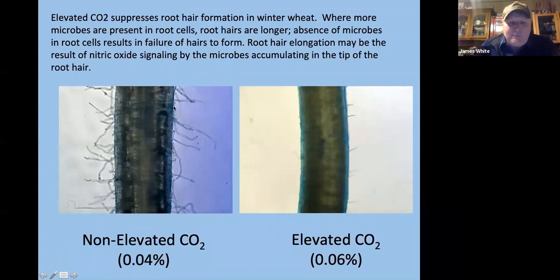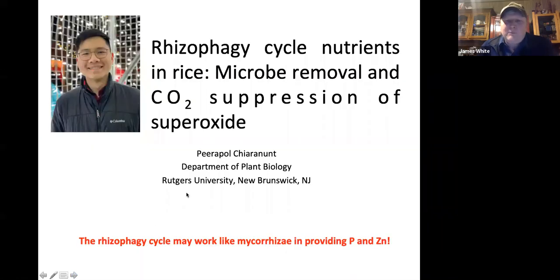Okay, so this is a close-up of a root formed from that experiment. This is the wheat. You can see this is regular air. You can see all the hairs there. This is normal. To the right is an elevated carbon dioxide. And you see no hairs or very scant hairs forming there. It makes a big difference. Without the rhizophagy cycle, you don't get those microbes forming. You don't get the proper development.